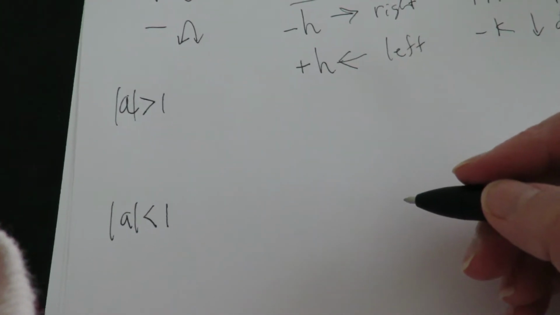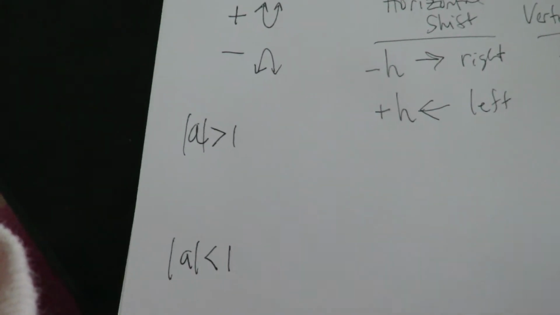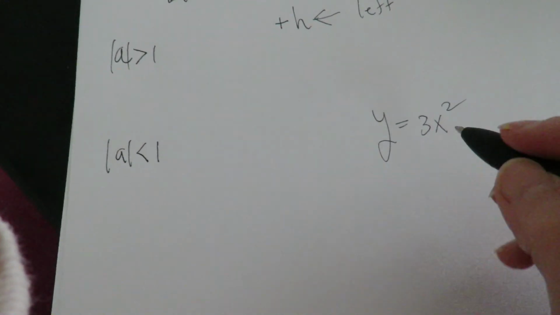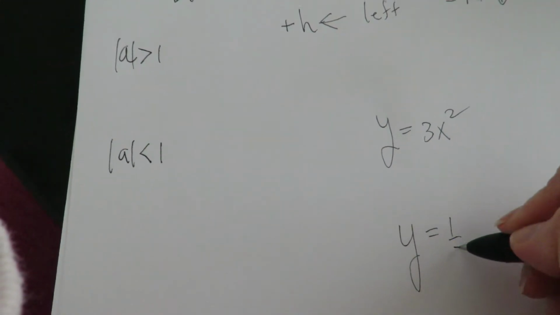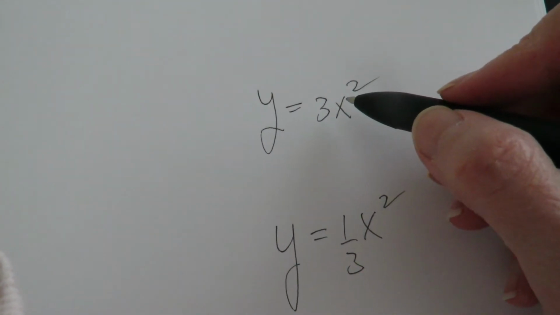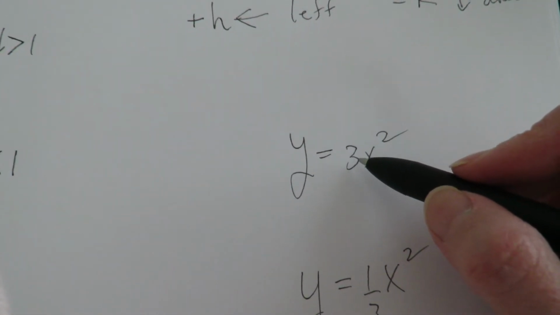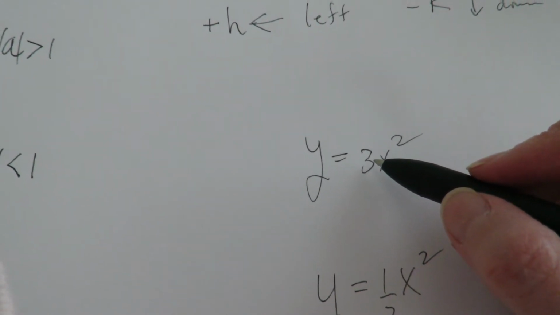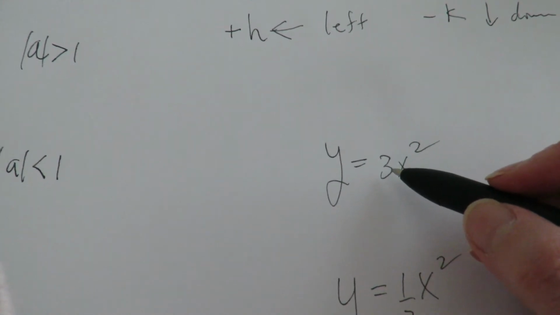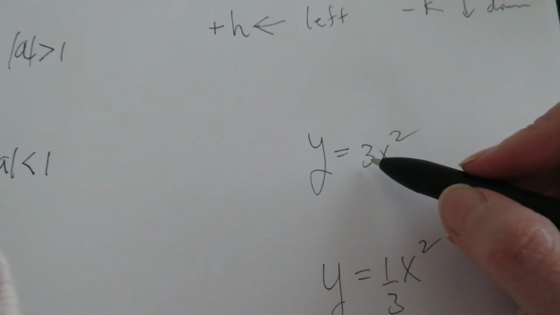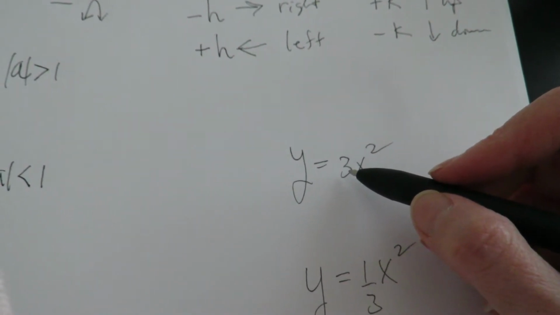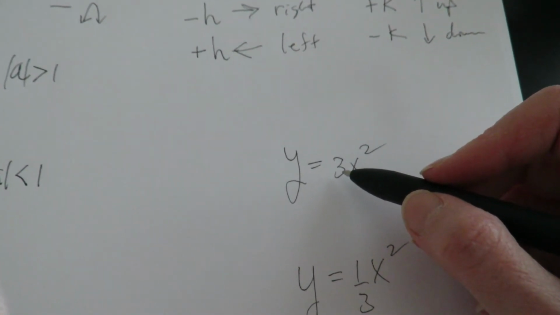Let me give an analogy because it helps people. One time I'm going to put a 3 in front of a quadratic, and another time I'm going to put a 1/3 in front. Let's say you go to the bank and you give the teller $100. She's going to put 3 times that amount in your bank account. Do you like her? Probably yes.